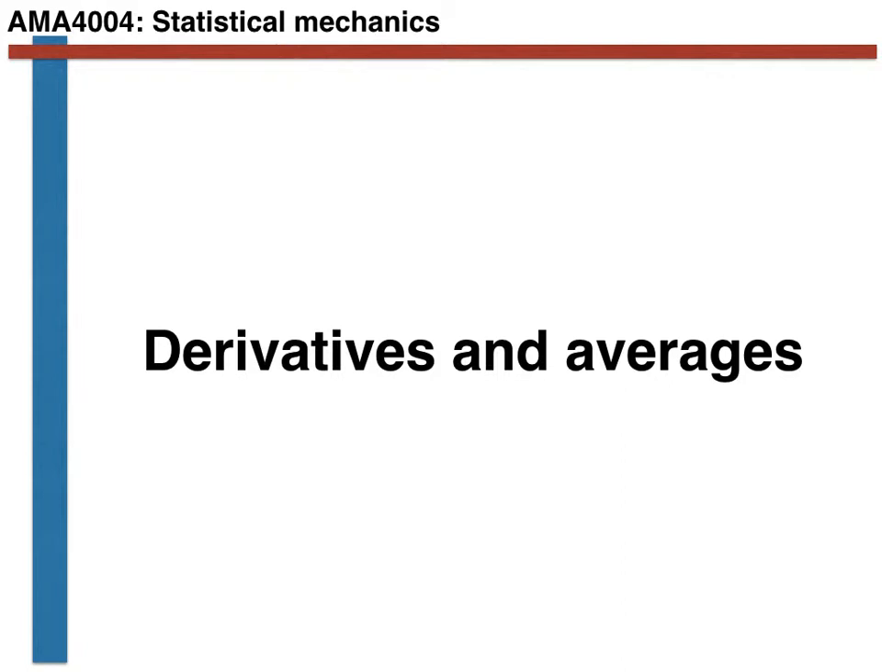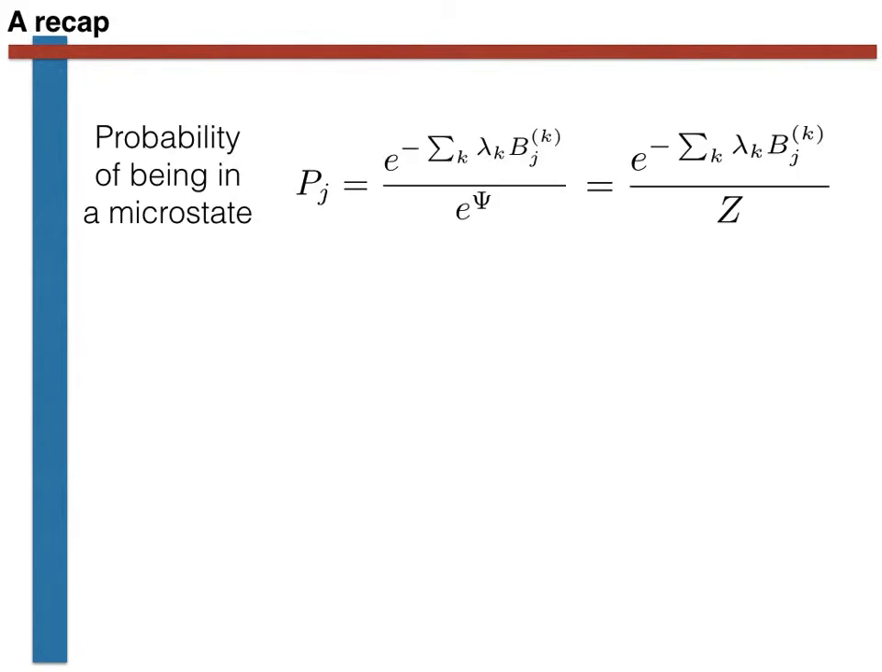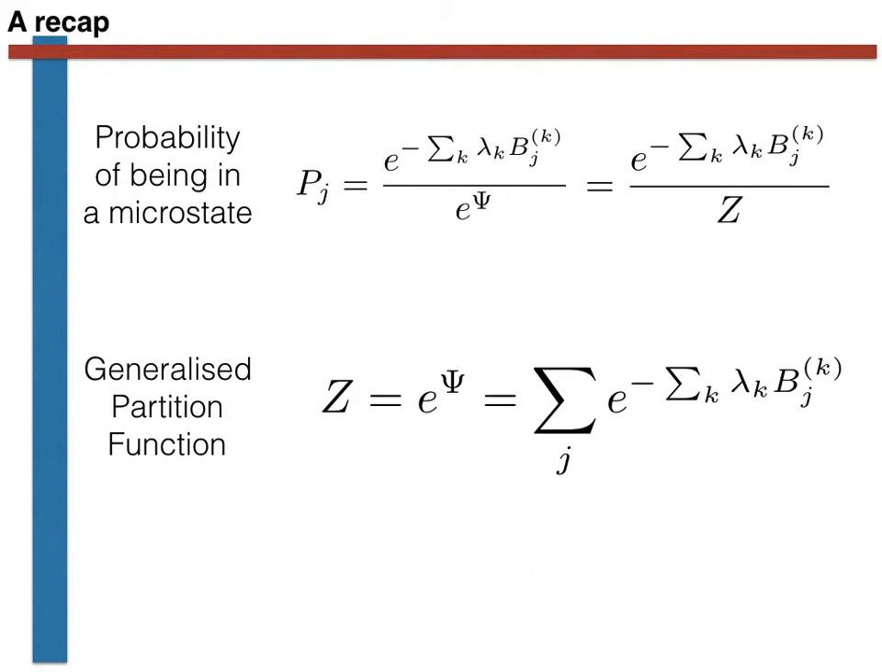in previous videos. We have shown that if we minimize the information functionals subject to some constraints, the probability of being in any given microstate J is given by the expression shown here. Furthermore, in deriving this result, we have introduced the generalized partition function z, which is calculated as follows. We have also said that z is equal to e to the capital psi and have thus defined capital psi as the following logarithm.